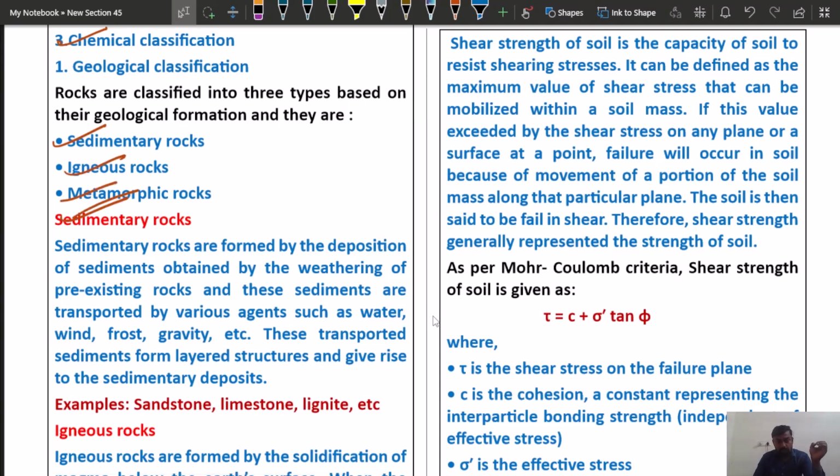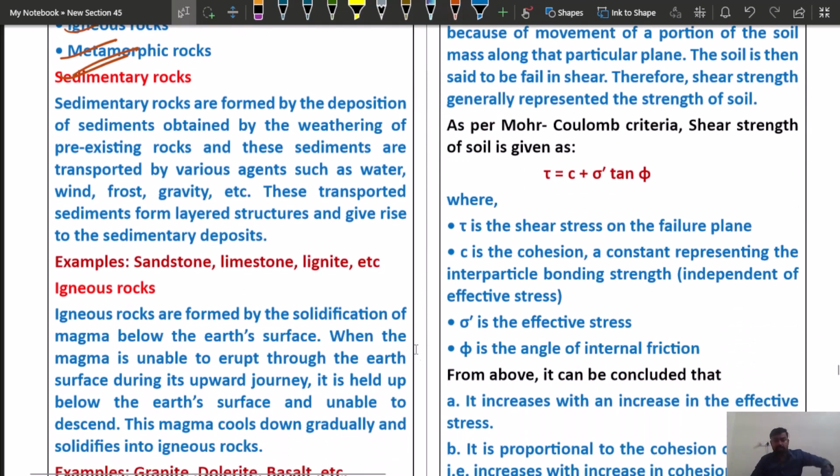What is sedimentary rock? Sedimentary rock is formed by the deposition of sediment from the weathering of pre-existing rock. These sediments are transported by water, wind, frost or gravity, and then deposited, forming layered structures, and the rocks are formed. Examples are sandstone, limestone, lignite, etc.